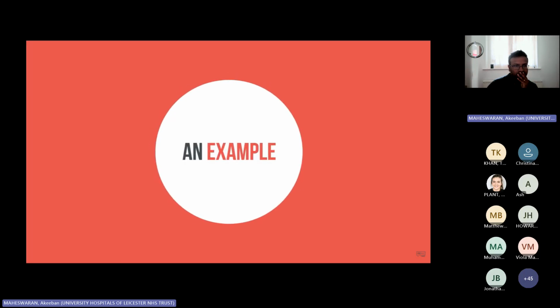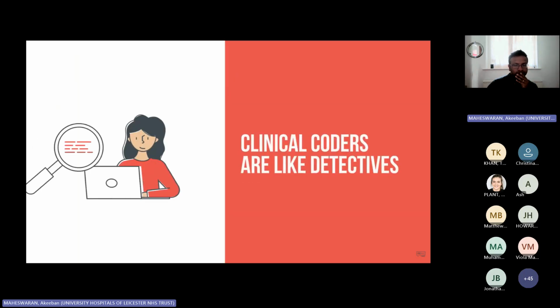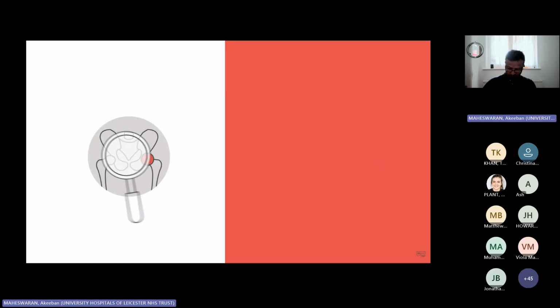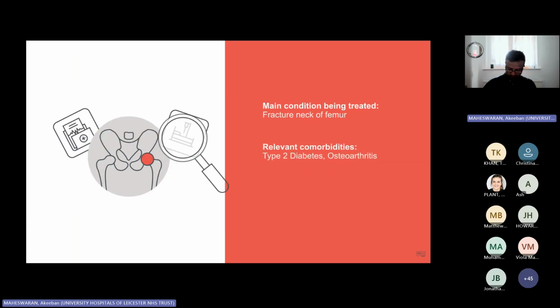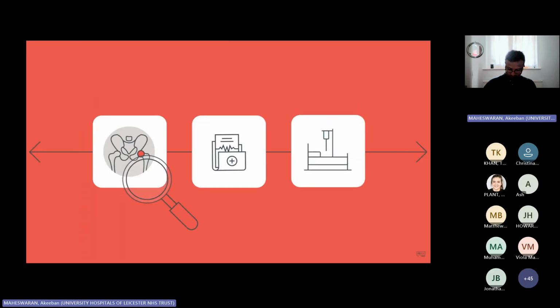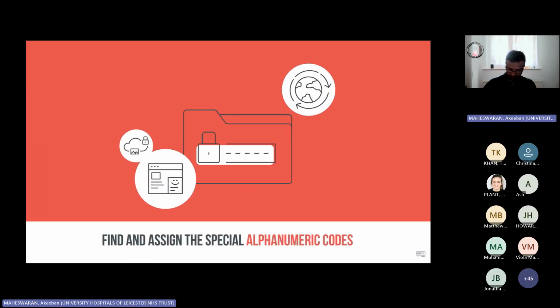An example of this: clinical coders are like detectives, investigating all aspects of the patient's journey from start to finish. You begin by reviewing the documentation, physical and/or digital, for the stay. For example, an elderly woman who had a hip operation 2 days ago. From her medical notes, you find out the main condition being treated, any relevant comorbidities, and the procedure performed. Then, utilising the ICD-10 and OPCS procedure classifications, you find and assign the alphanumeric codes and record these into the organisation's patient administration system. This coded data can be understood throughout the NHS and beyond, and used to plan for future patient care.